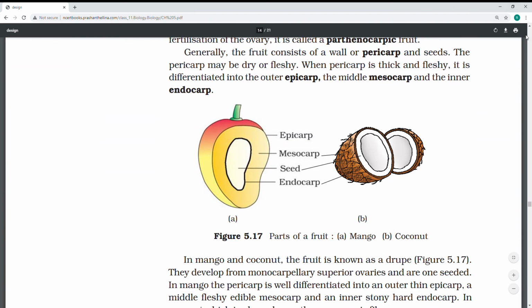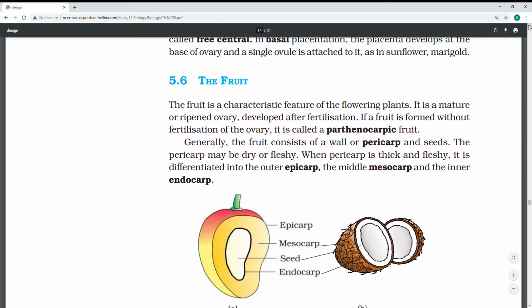See here, the fruit. Depending on the fruit, there are also different types. The fruit is a characteristic feature of flowering plants. It is a mature or ripened ovary developed after fertilization. If a fruit is formed without fertilization of the ovary, that is called parthenocarpic. Even for organisms, it is parthenogenesis. Many questions come under parthenocarpic. So generally, the fruit consists of pericarp and seeds.